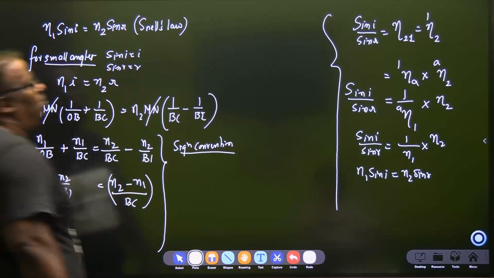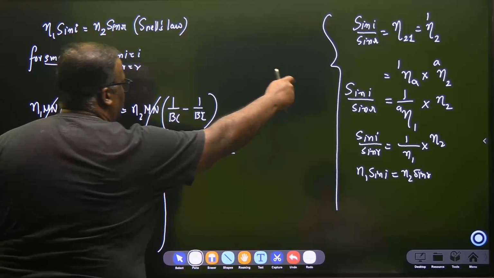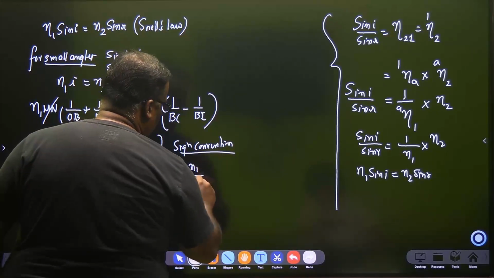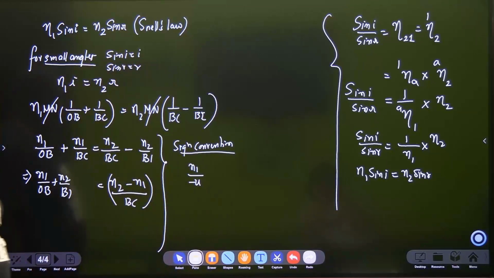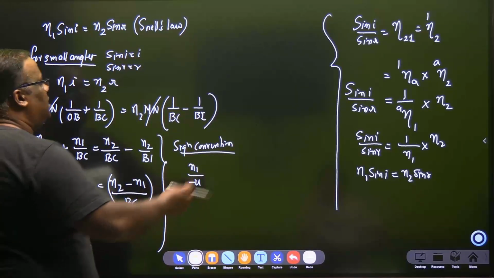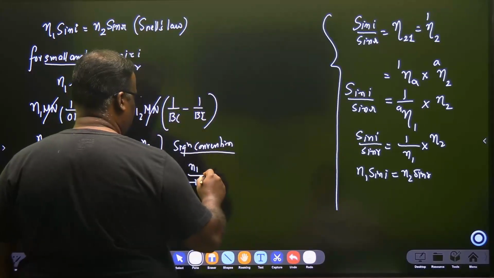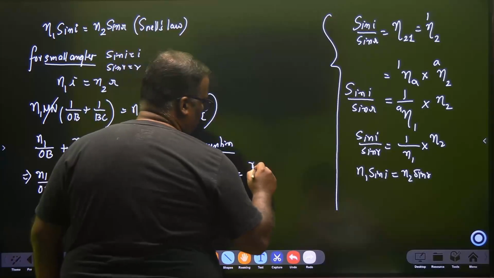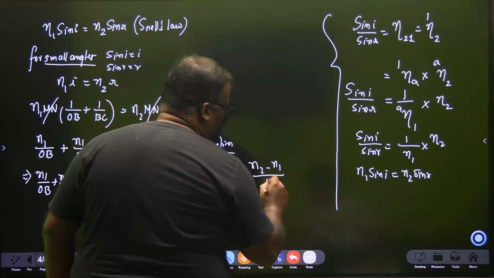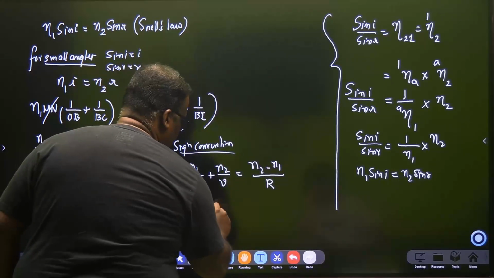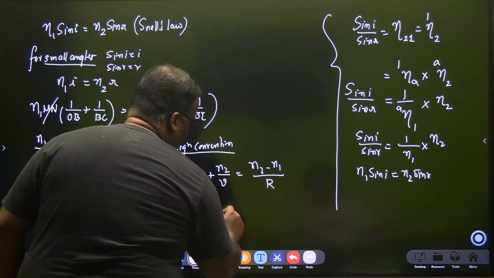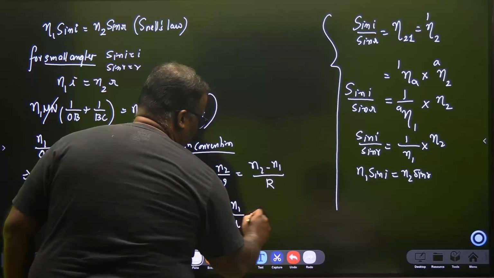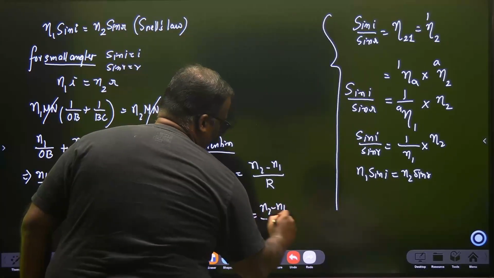So OB, you remember O and B. B is this side and O was this side. So this becomes eta 1 by negative U, right? And BI, B was here and I was on this side. So this is N2 by V is equal to N2 minus N1 upon R. So your final formula says N2, always V is important, so it comes first. N2 by V minus N1 by U is equal to N2 minus N1 upon R.